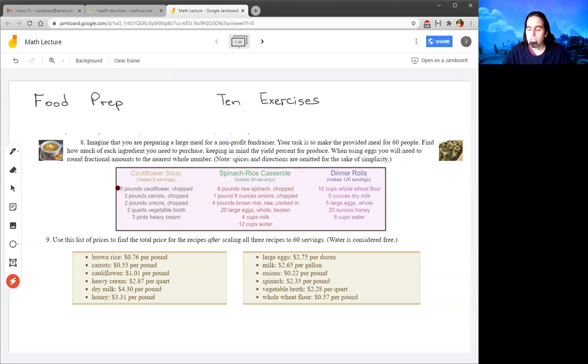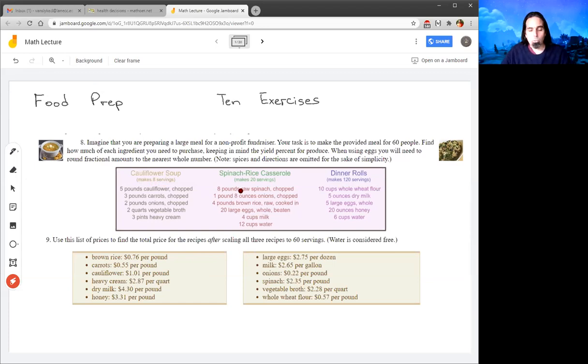And to make this realistically complicated for being in a restaurant, the recipes aren't all originally aimed at the same number of servings. The cauliflower soup made too few servings, the dinner rolls made too many servings, and so on. So you have to adjust all the different ingredients, and then at the very end, use the price list to find out the total price for all the recipes once they have been scaled to the right amount.